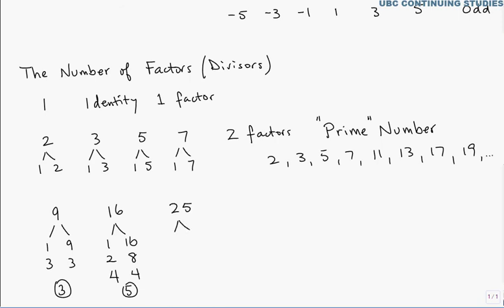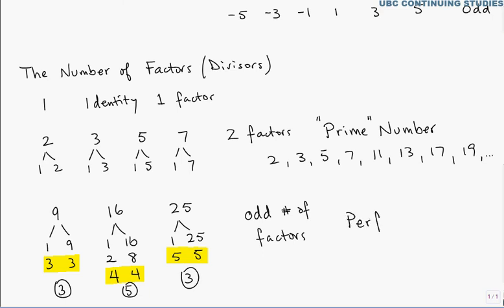Let's take a look at one more here. 25. 1 times 25, or 5 times 5. This one has 3 factors. So if it has an odd number of factors, then it's a square. 9 is 3 times 3. 16 is 4 times 4. 25 is 5 times 5. You're always going to see that one row there where you have the same factor multiplied by itself. So these are perfect squares.